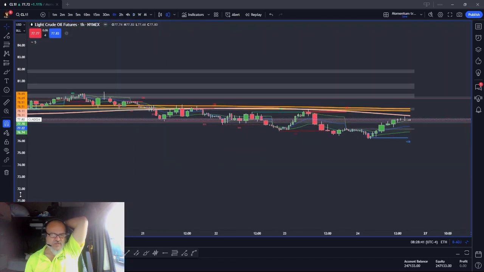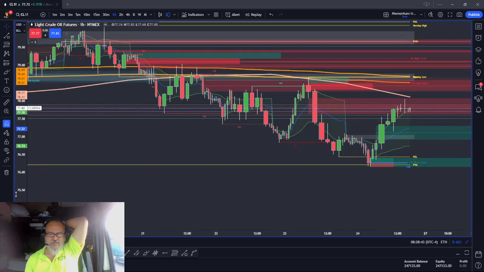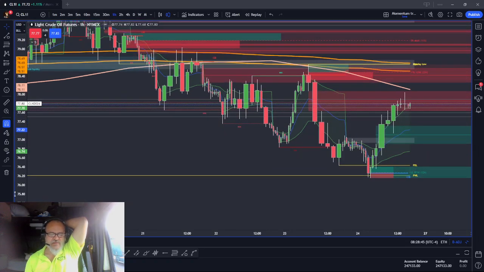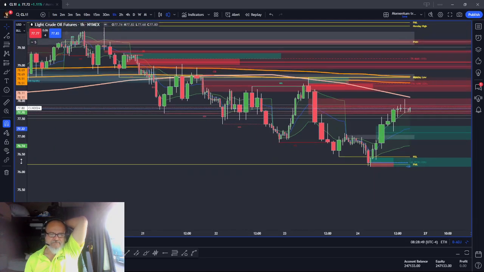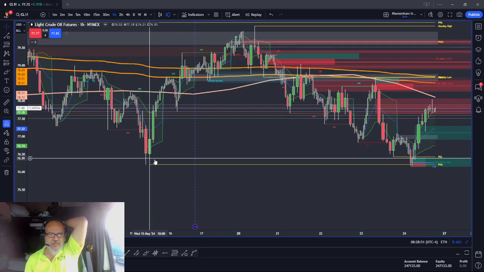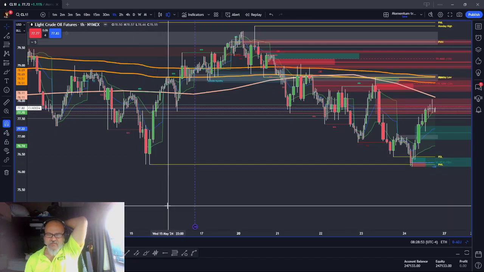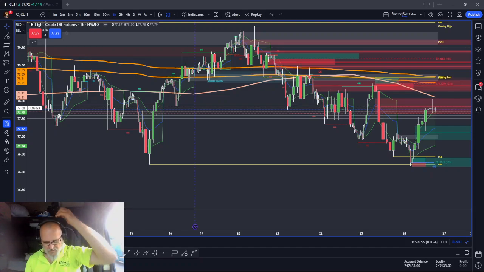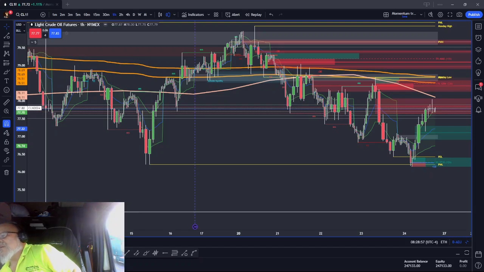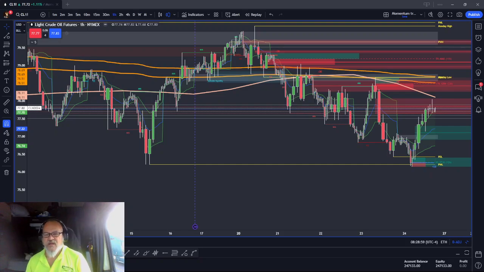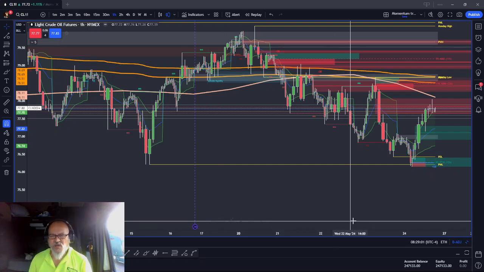No real clear bias since we may have completed the sell side of that. Still working my tail off trying to figure these market maker models out, where they're at and which side we're on.